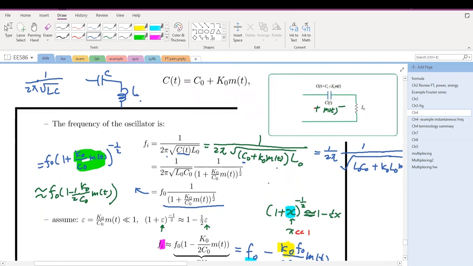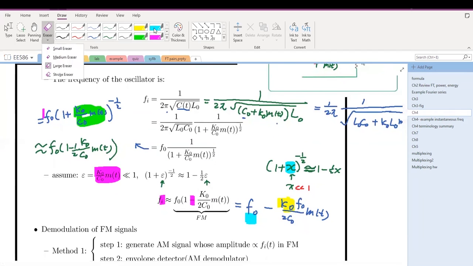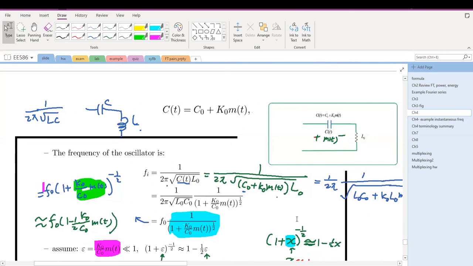We plug it in and do a little reorganization, and we want to design the circuit such that this condition holds. Then we can use the Taylor expansion approximation such that this whole term can be approximated by this term. If we get rid of the bracket, that equals f0, and the frequency of the circuit is changing with m(t), and m(t) can be the message. This is the idea of obtaining FM modulation using the direct method.